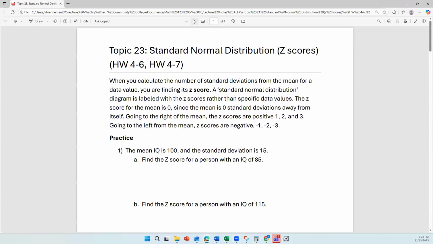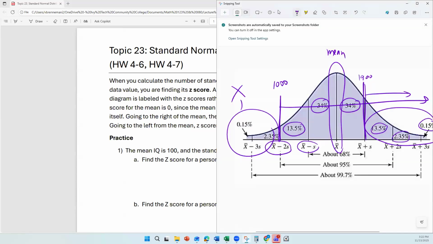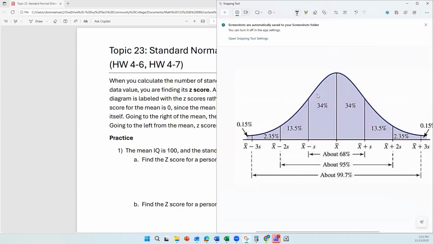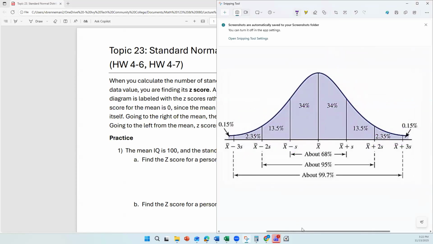This video is over topic 23, numbers 1 and 2, finding z-scores. So the name for how many standard deviations from the mean, essentially the position on that diagram where we have our mean, and so the mean there, and we're making these different positions.